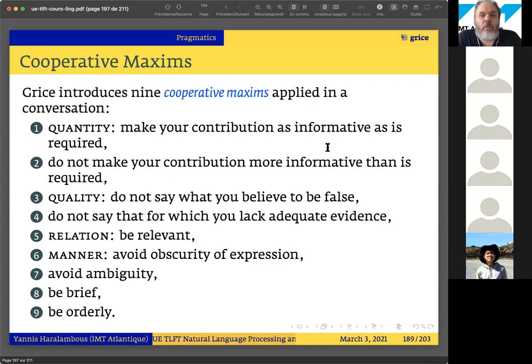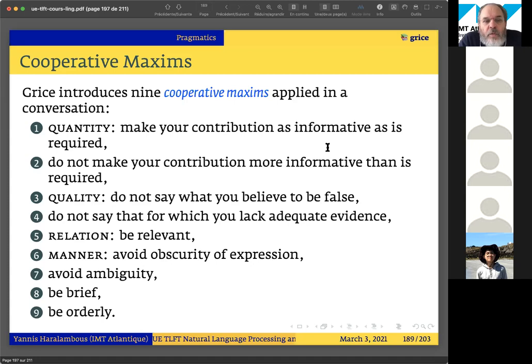Third and fourth rules are about quality. Don't say something you believe to be false, unless you want to cheat, unless you want to deceive in your conversation. And do not say that for which you lack adequate evidence. So don't say something you are not really sure of. Or if you do, then take precautions and say, I'm not sure, but I think that this thing happens.